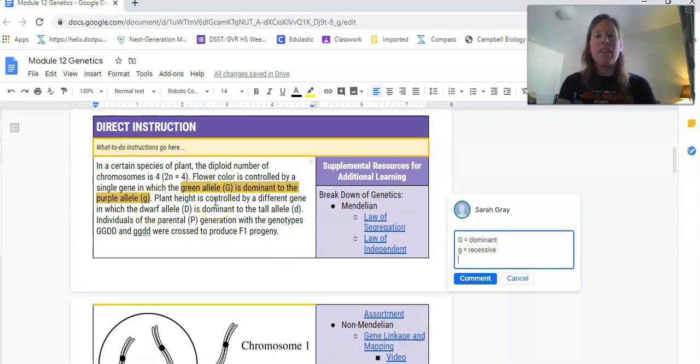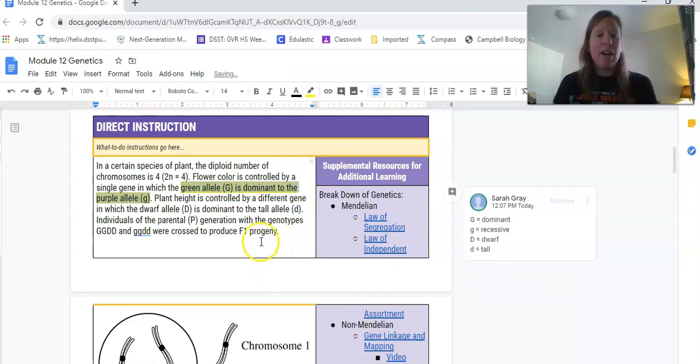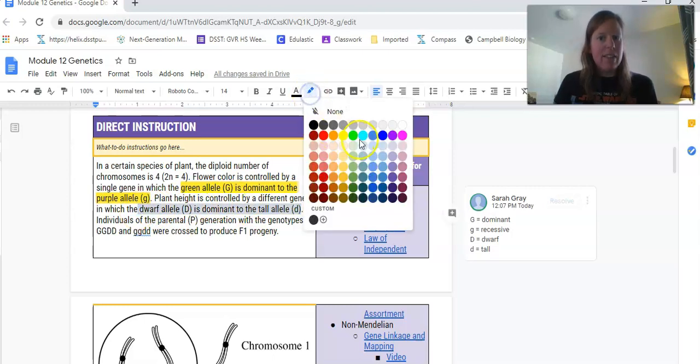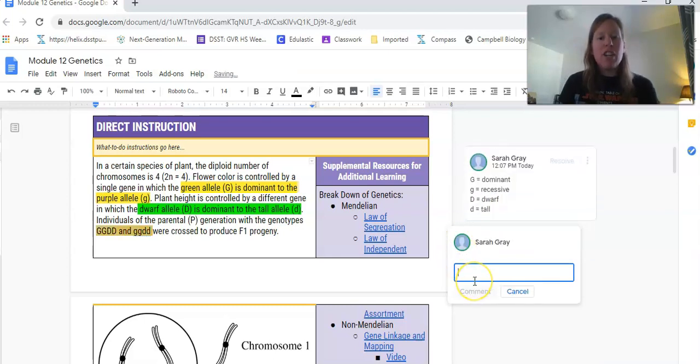Plant height is controlled by the gene where the dwarf allele is dominant. So capital D is dwarf, means short, and tall allele is recessive. So I'm going to write those down as well. Great, now I'm all set for that. The P generation, the parental generation, is the homozygous or true breeding of two different types of plants, so of a green dwarf plant and of a tall purple plant. So that's my P generation. They were crossed to produce my F1 progeny.